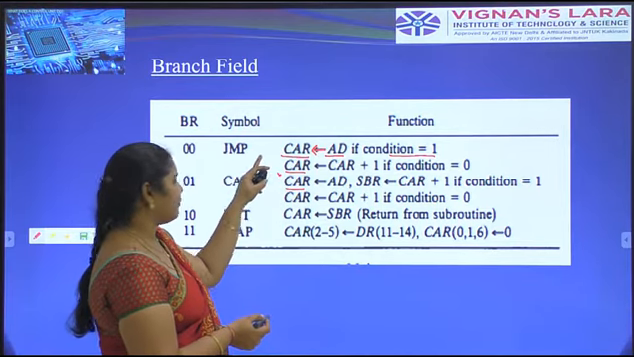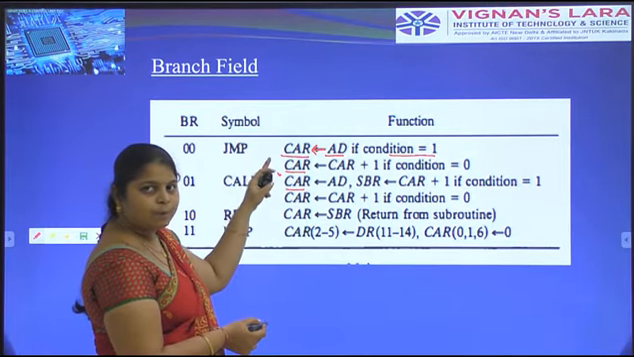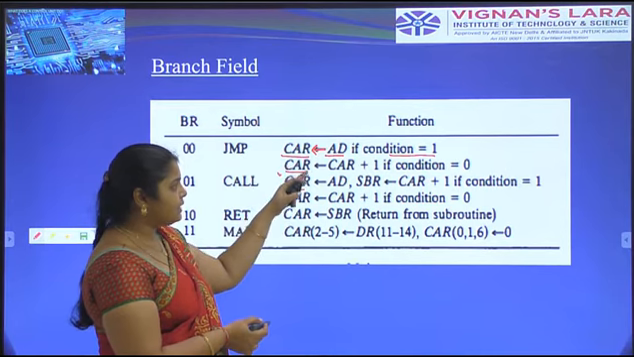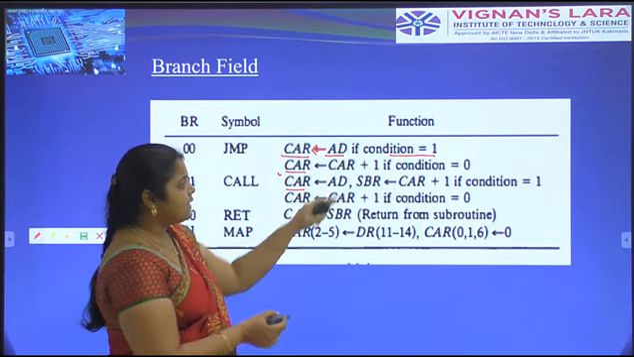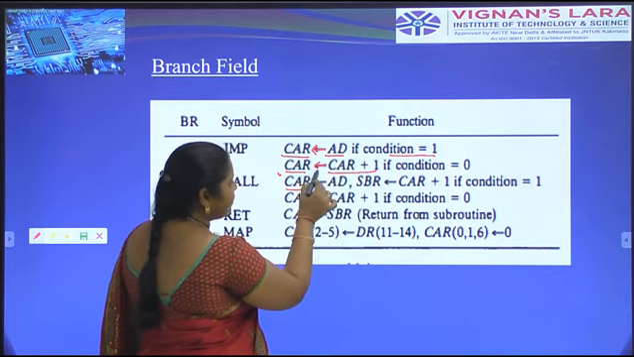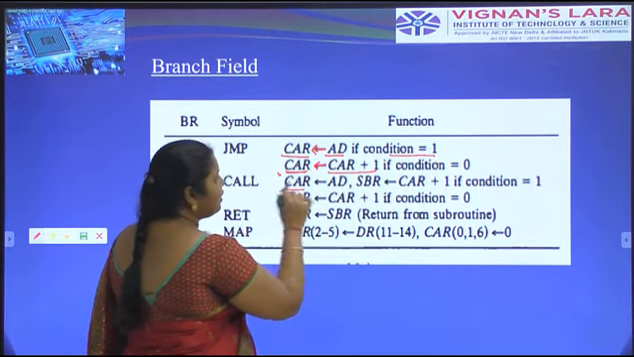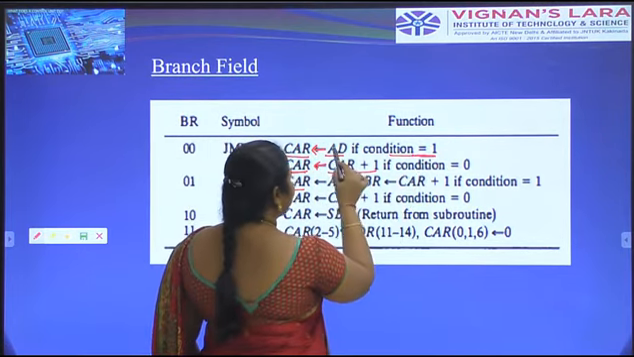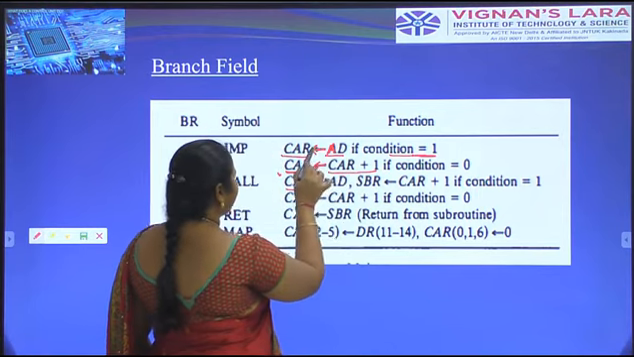Here in the jump operation, we have to perform both cases. If the condition is 0, the control address register is incremented by 1 and that information is transferred to CAR. If the condition is 1, the address register is transferred to the control address register.